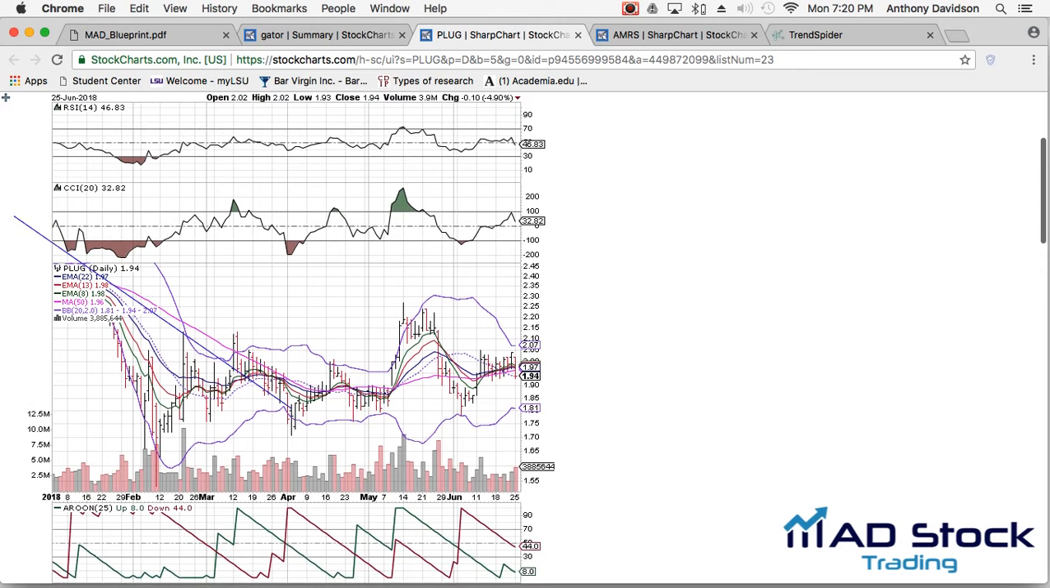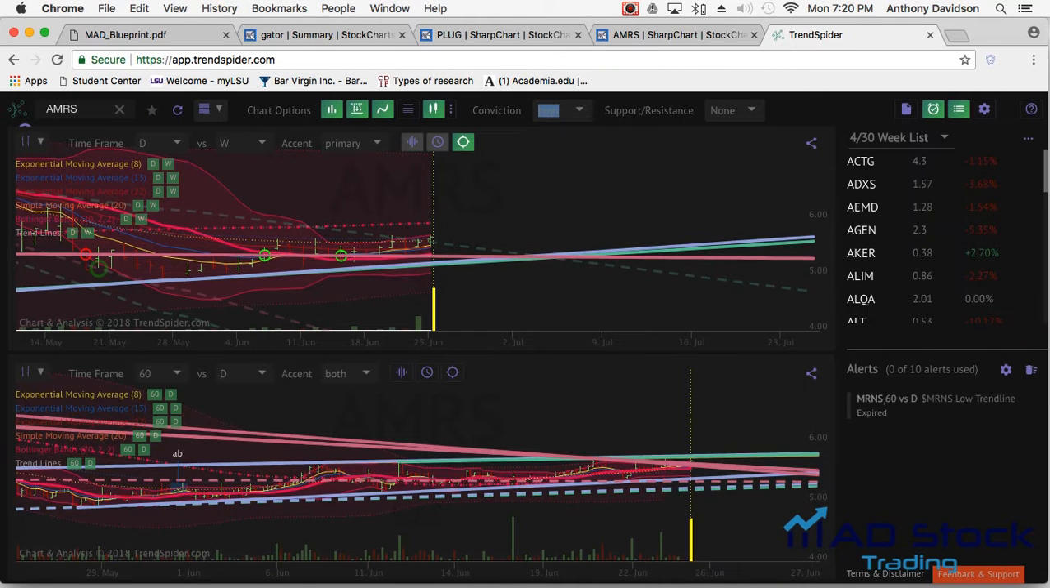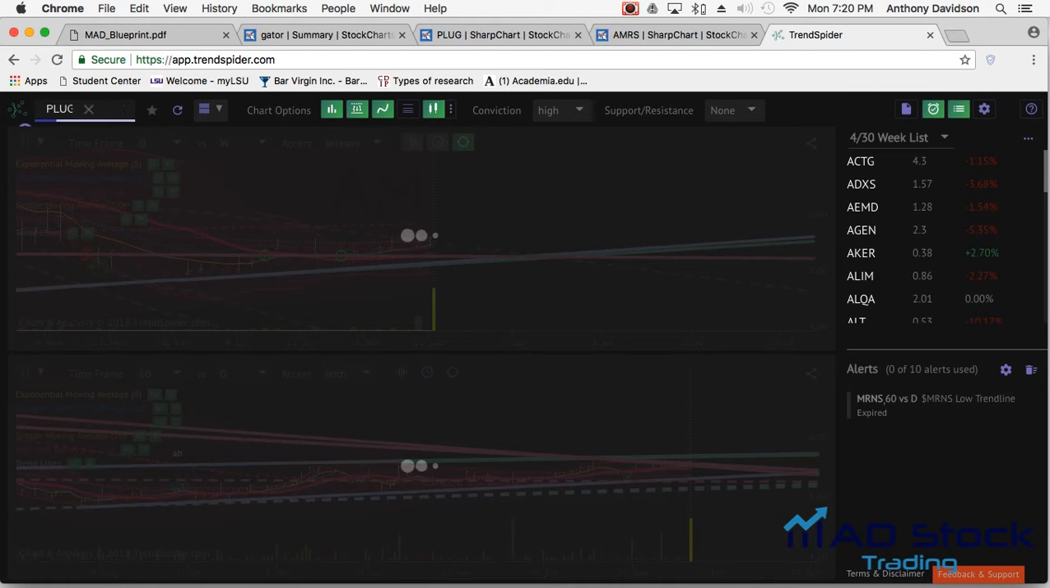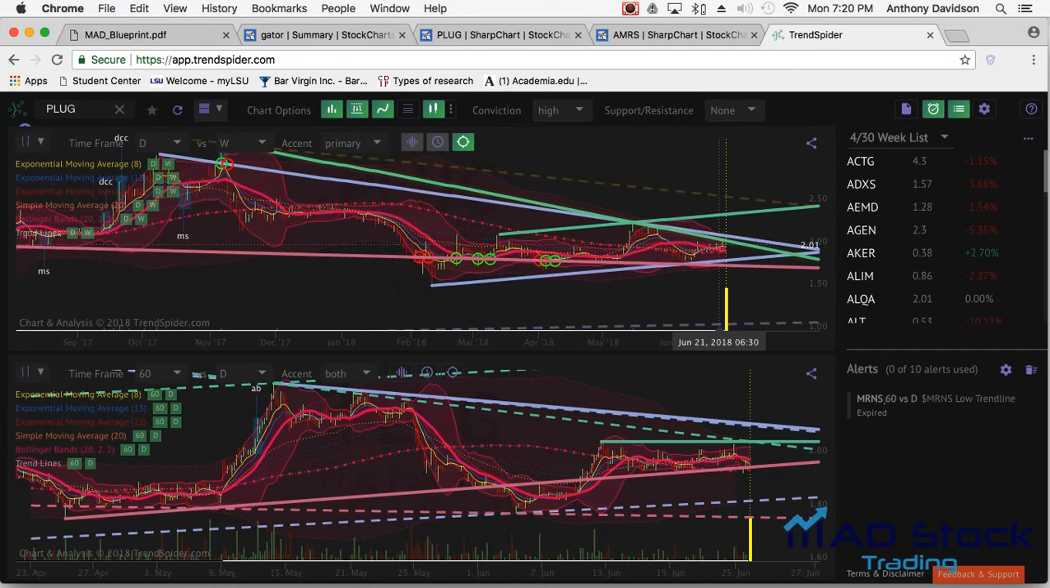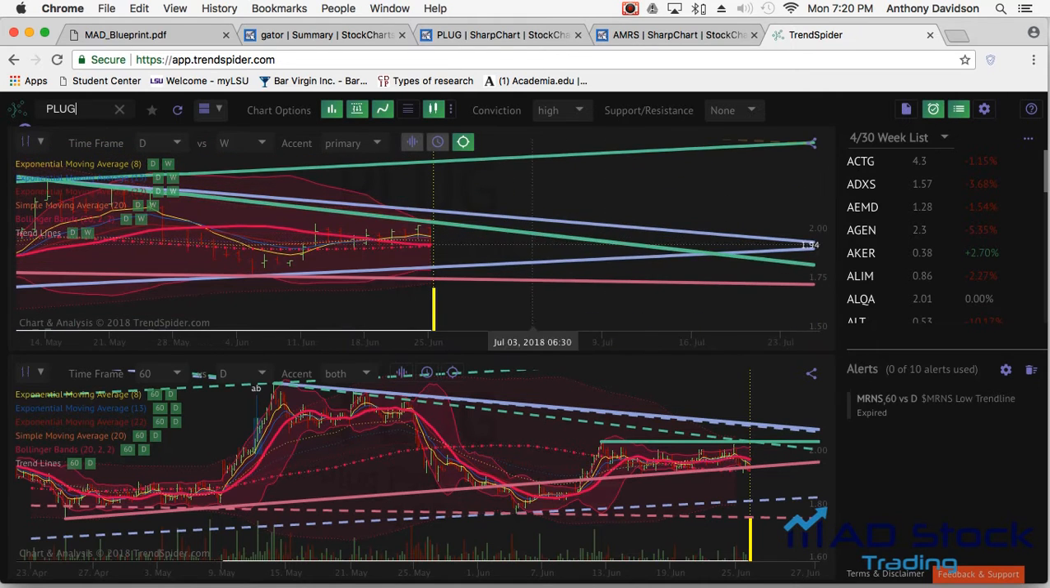So with that said, I'm going to go over my trend spider. And again, if you just have stockcharts.com and you're looking at the chart, that's fine too. Or even if you're just using the MAD blueprint, I'm just using these to back up and see how the market did, because not every day do I really get to watch all the time. So PLUG here kind of came down to 194, so it's still trending in this triangle. It's not going up or down. I know resistance is about 204, so if it ever hit 204, that's something I want to see it break through.